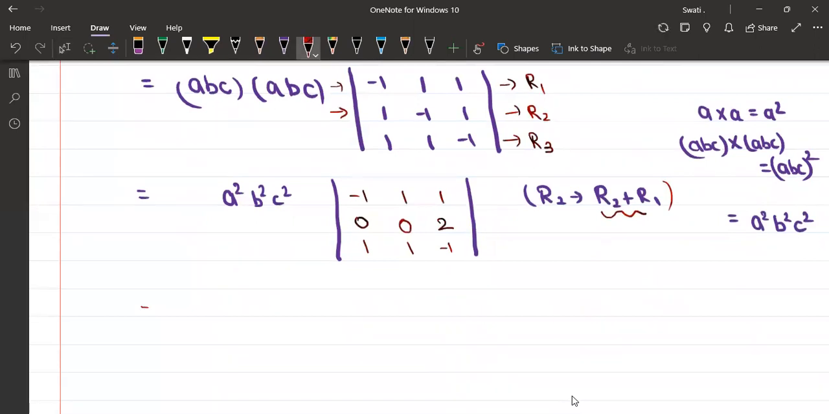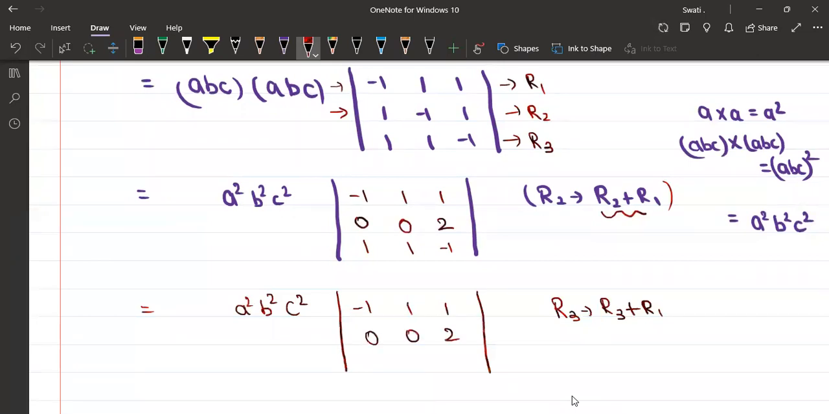Again, another step, I'm going to apply the row operation once again. This time I'm going to use R3, row 3, as R3 plus R1. So what will this become? This will simply become row 1 as it is, minus 1, 1, 1. Row 2 as it is, 0, 0, 2. And row 3 is row 3 plus row 1. That means this plus this. So 1 minus 1, 0. 1 plus 1, 2. And then minus 1 plus 1 is 0.